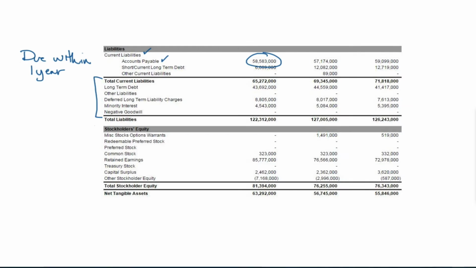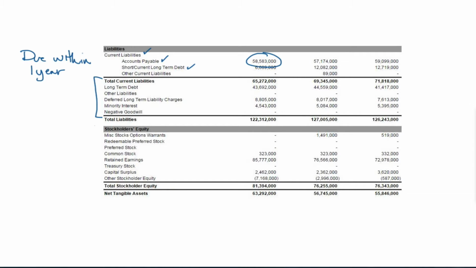Now let's take a look at short-term and current long-term debt. This sounds a little bit confusing because it has current and then long-term in there. And so current would be due within 1 year and long-term would be obviously due in excess of 1 year. But this represents those debts that are going to be due within 1 year.